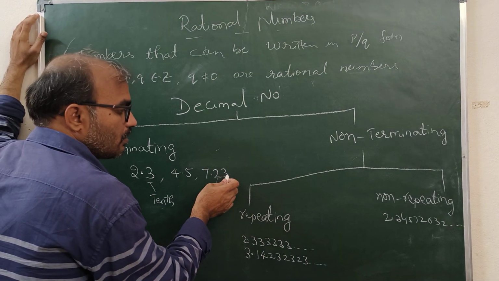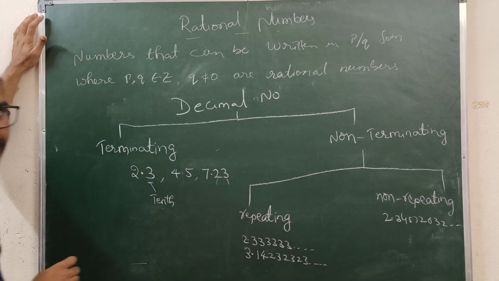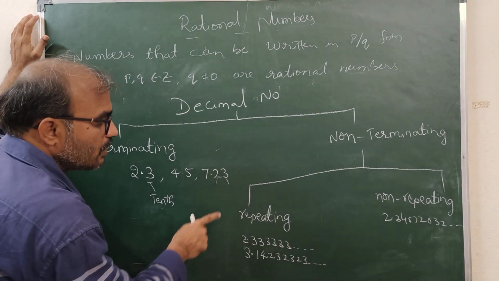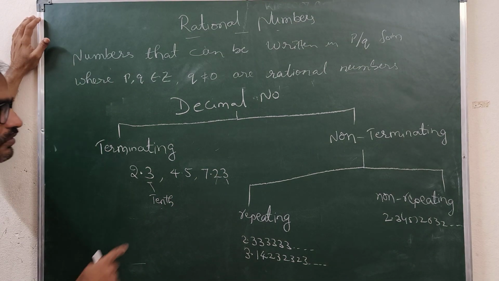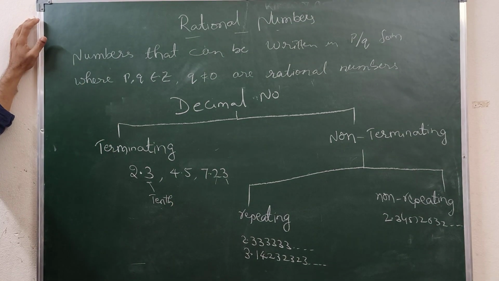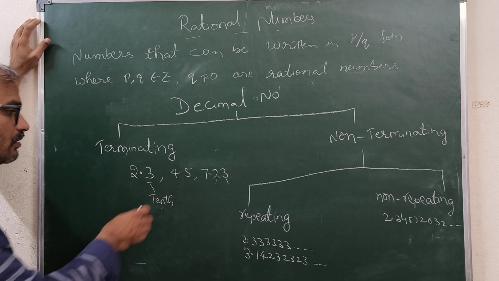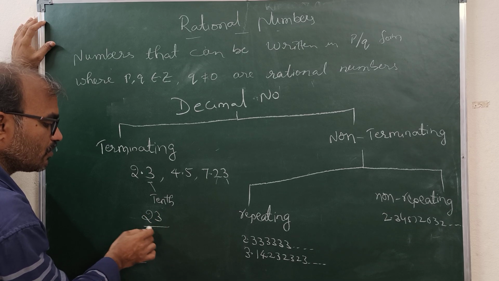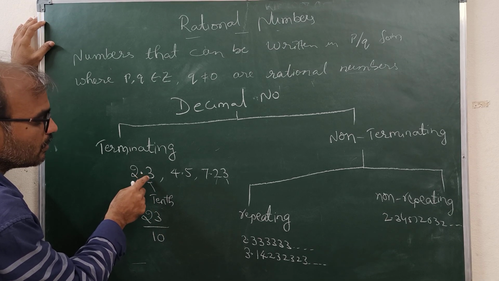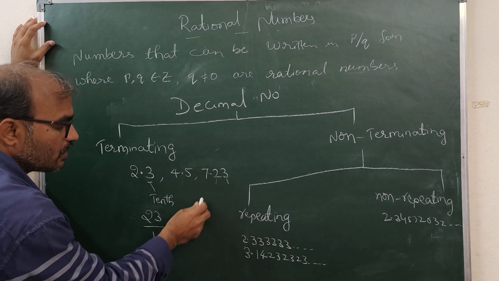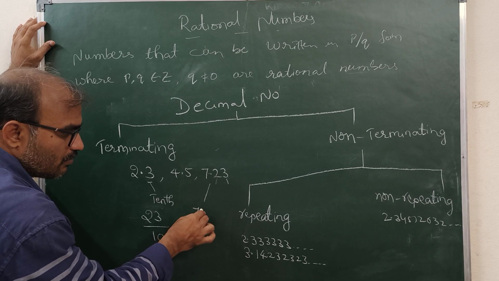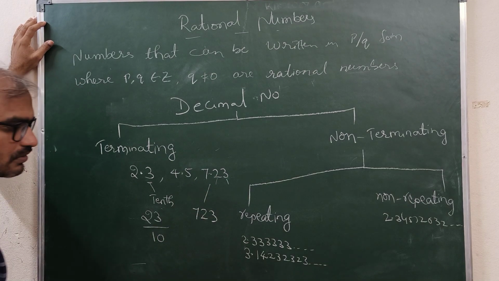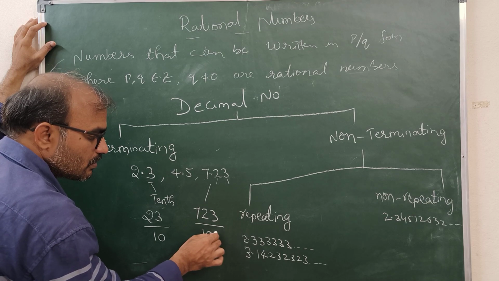If there are two digits, the first digit will be the 10th part, the second digit will be the 100th part. Means one whole is made into 100 equal parts and 23 parts are taken from them. So that is 7.23. When you convert 2.3, you have to write 23 by 10. If the number of digits is 10th, write by 10. If you are writing 7.23 in p by q form, write the number without the decimal point, 723, and the 100th digit, so write it as over 100.